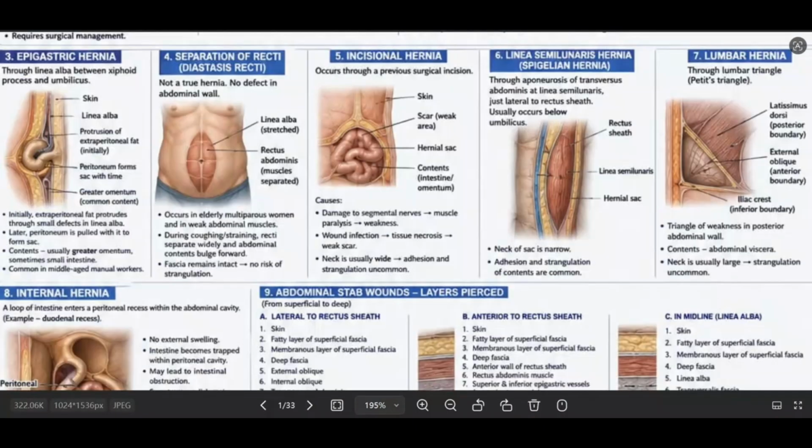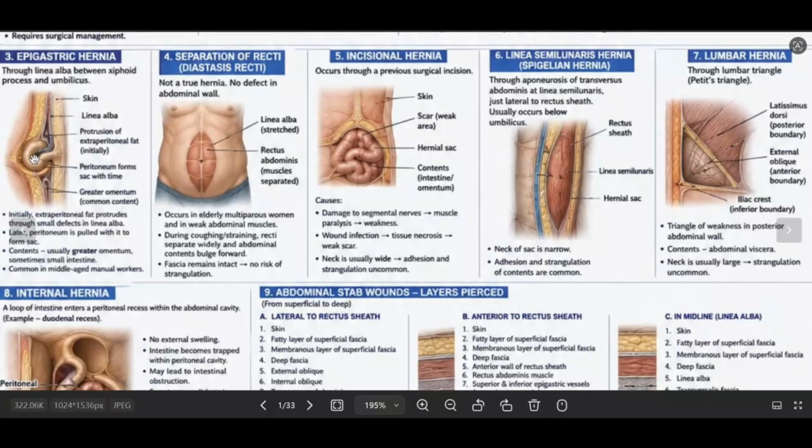Now let's study the next type of abdominal hernia, and that is the epigastric hernia. What is the location of the epigastric hernia? It occurs through the linea alba, the same, but between the xiphoid process and the umbilicus. It is not going to occur at the point of the umbilicus. It occurs at the linea alba, at any point between the xiphoid process and the umbilicus. And this region is called the epigastrium. Epi means above.